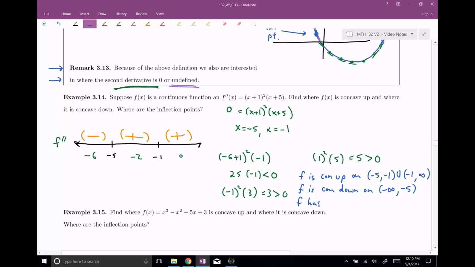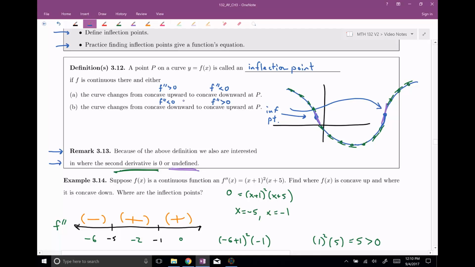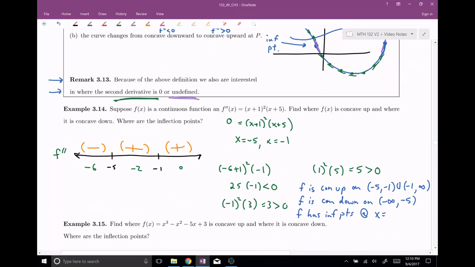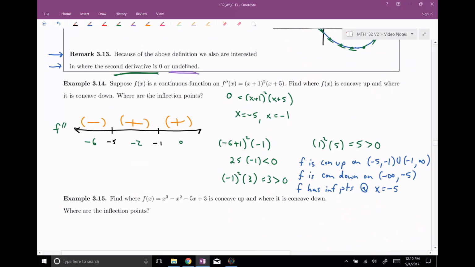f has inflection points at x equals, and remember, inflection points are where we switch either from concave up to concave down or from concave down to concave up. So we have one at -5, but then we don't have one at -1, because this is from positive to positive, so we don't have a sign change. It needs to go from either positive to negative or negative to positive. In this case, it stayed positive to positive. It was concave upward, then it was still concave upward, so there's no inflection point at -1.